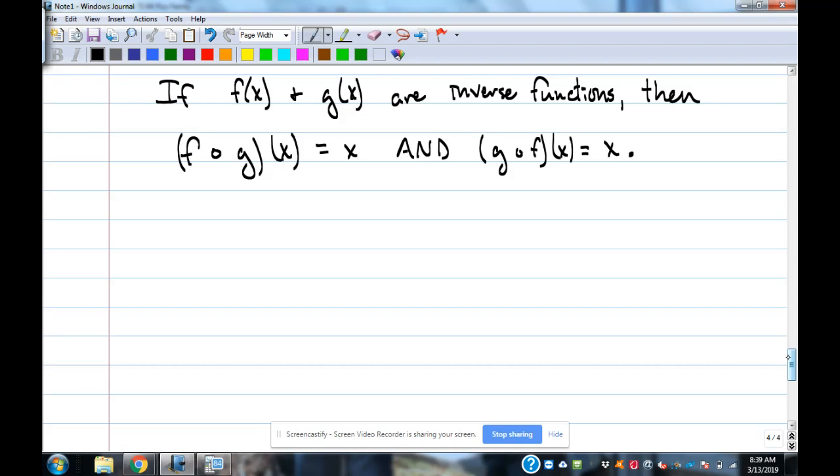So function composition can verify inverses, or whether two functions are inverses of one another. So the way we're going to test that, we have example E here. Are these inverse functions?